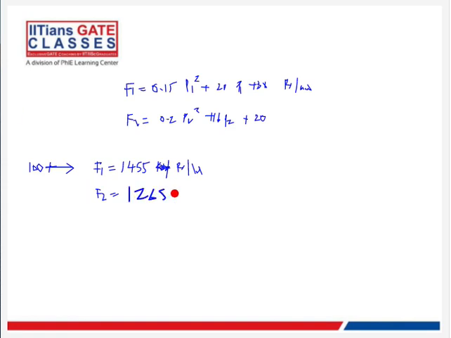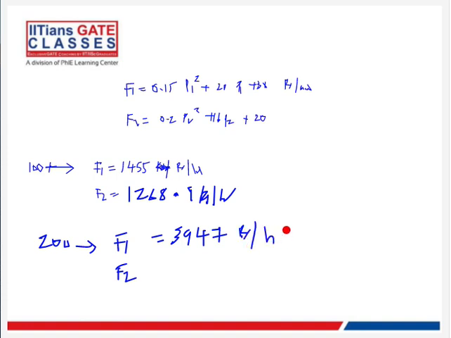68.9 rupees per hour. So when you do the same thing for 200, you can calculate F1 and F2. So you will get this as 2947 rupees per hour, and this is 3157, right? Rupees per hour.